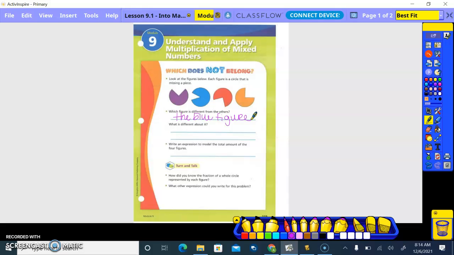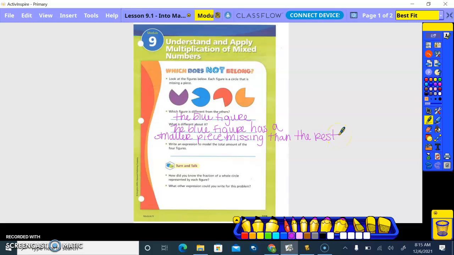Okay. So the blue figure has a smaller piece missing than the rest.